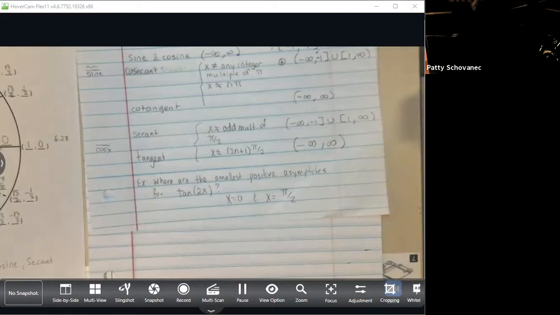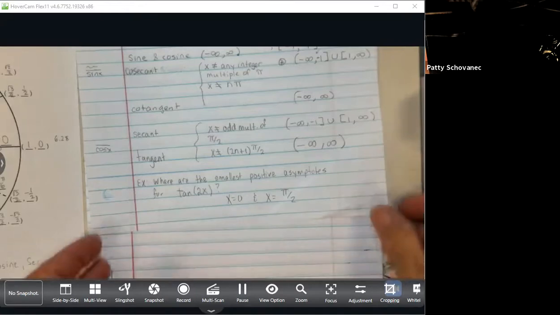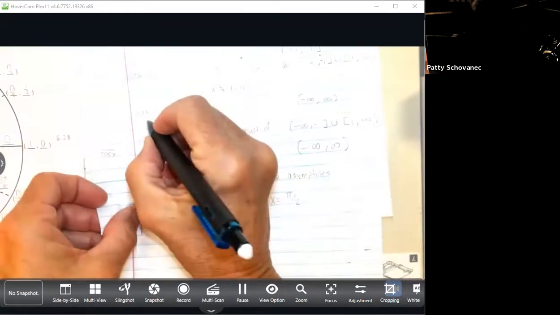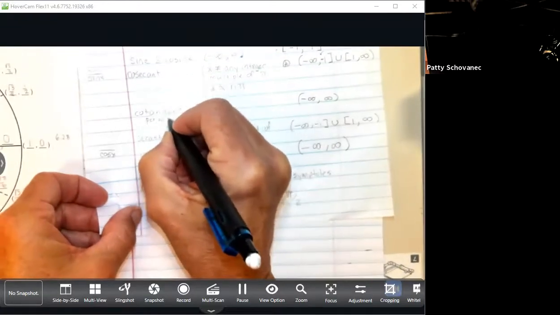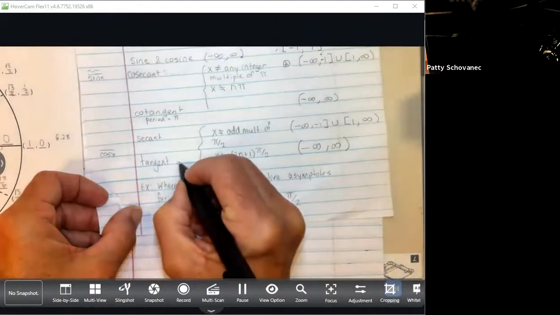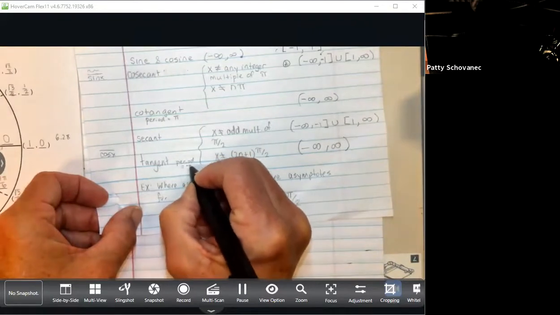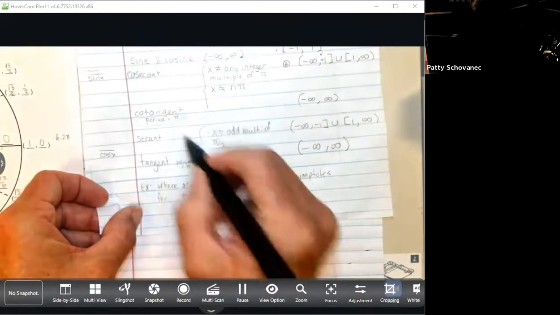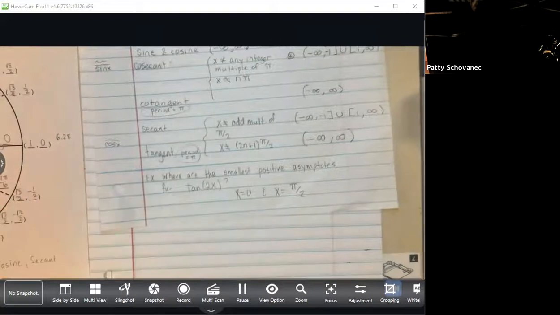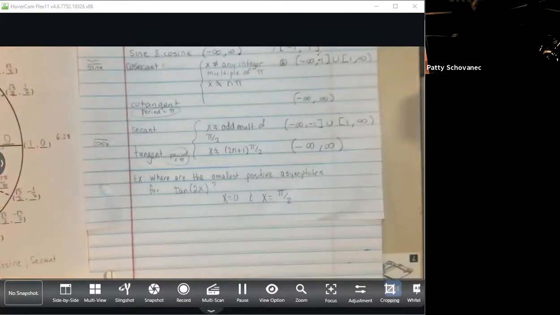Every trig function has a period of 2 pi except tangent and cotangent. Their asymptotes are pi radians apart. Tangent and cotangent have a period of pi. All the other ones have a period equal to 2 pi. They complete one cycle of their graph and obtain all of their output values in an interval of length 2 pi.